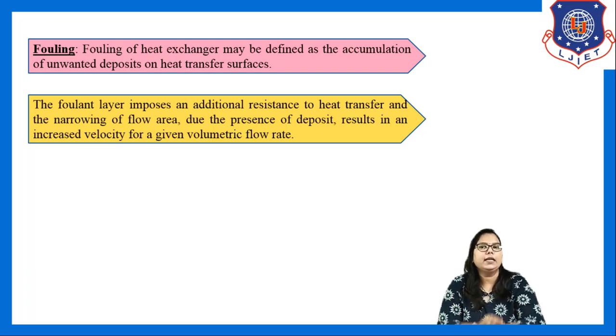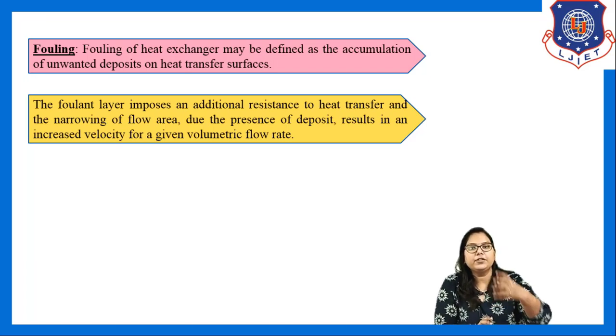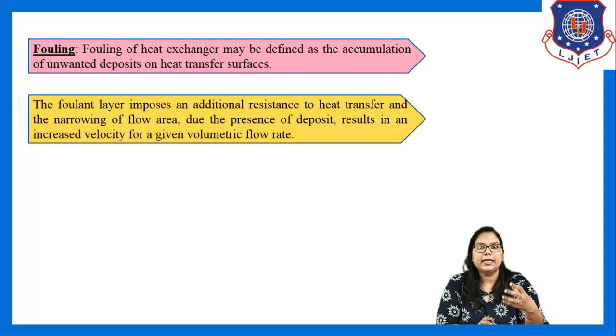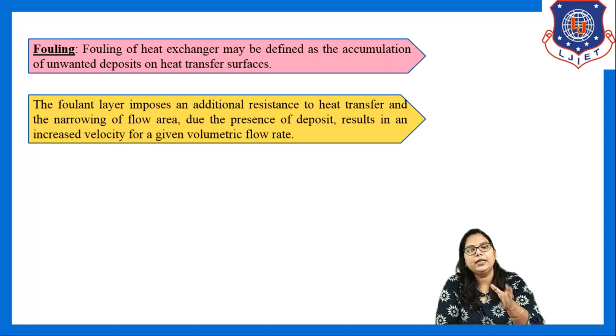The foulant layer imposes additional resistance to heat transfer. That means the deposit which forms on the heat transfer surface creates resistance to heat transfer and narrowing of the heat flow area, because it occupies the surface of the heat exchanger and that's why it narrows the flow area. Due to the presence of deposit, it results in an increased velocity for a given volumetric flow rate.